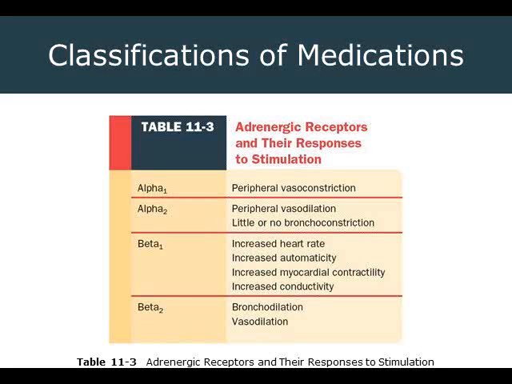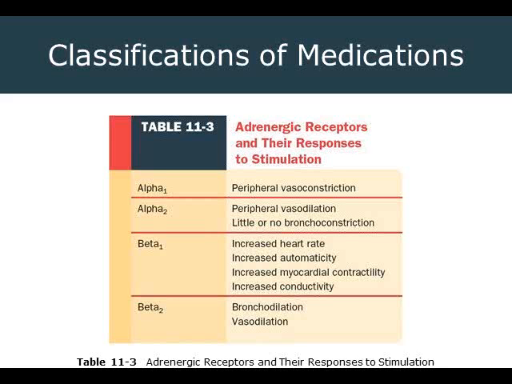Beta 1 increases the heart rate, increases automaticity, or the ability of the heart to create its own electricity. It increases the myocardial contractility, which means it beats harder, and it increases conductivity, or the amount of it makes the electricity flow quicker through the heart.